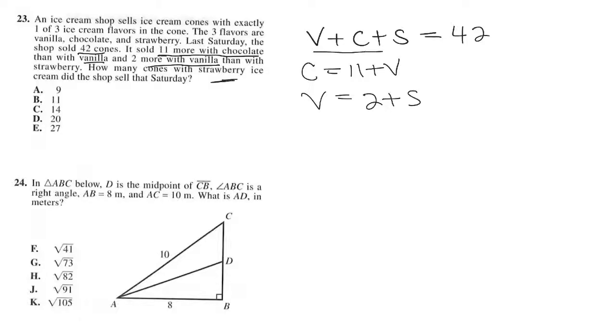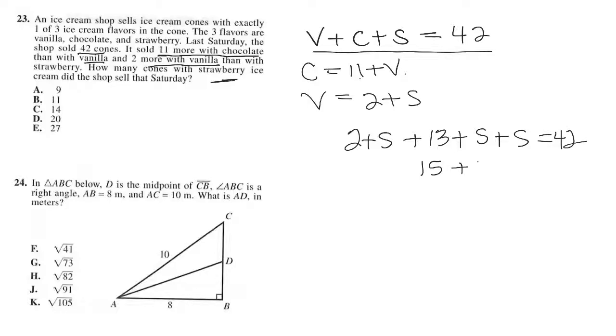Well, I would go all the way back up to here. Well, we know vanilla is 2 plus S, plus chocolate is 11 plus V, so that's 11 plus 2 plus S. So that's going to be 13 plus S, plus the strawberry is 42. So it looks like we're going to end up with 15 plus 3S is 42, and that's going to give me 3S is 27, so that means 9. So number 23 is 9.